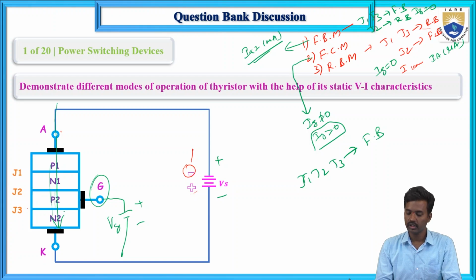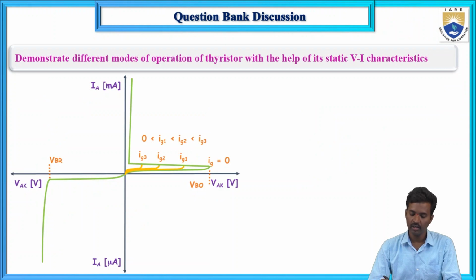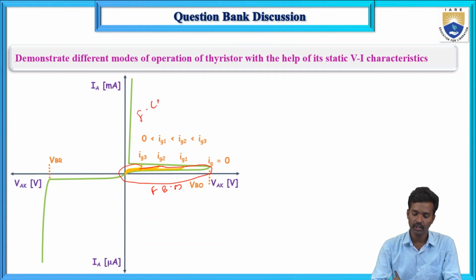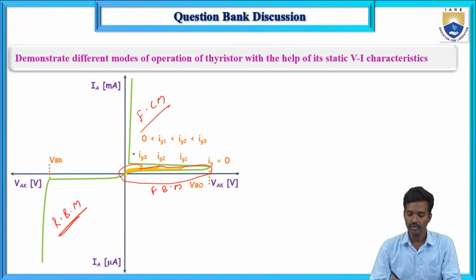Here in the static characteristics, this is the forward blocking mode, this is the forward conducting mode, and here is the reverse blocking mode. Now how it will work: when the anode is positive with respect to the cathode, J1 and J3 are in reverse bias and the J2 junction is in forward bias. Only a small amount of current, milliamps, flows from anode to cathode.